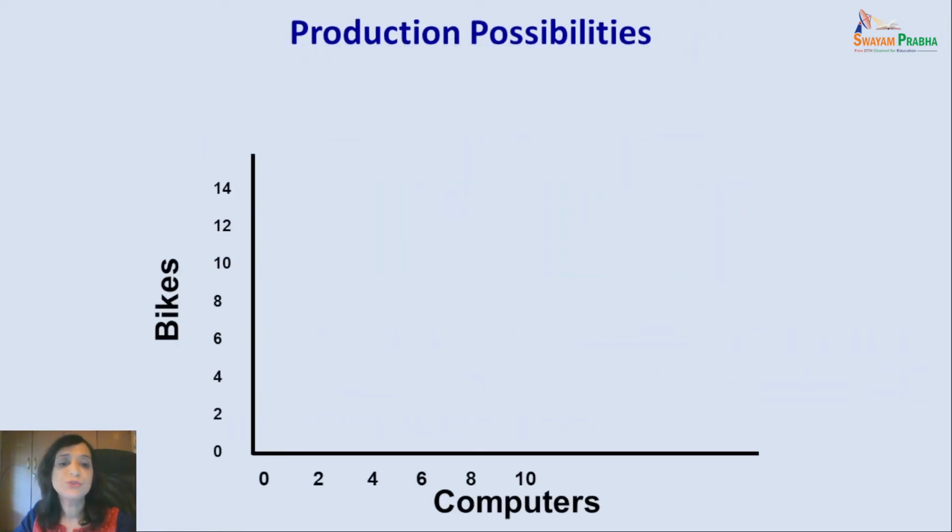Now we have taken bikes and computers on the two axes, with various quantities of bikes and computers being shown on the x-axis and the y-axis. So we draw these points. For example, the first point says that we are producing 14 units of bikes and 0 units of computers, and so on. All the 5 combinations which we have seen in the production possibility table are plotted here. When we join these points, we get a curve like this. This curve is called your production possibility curve.